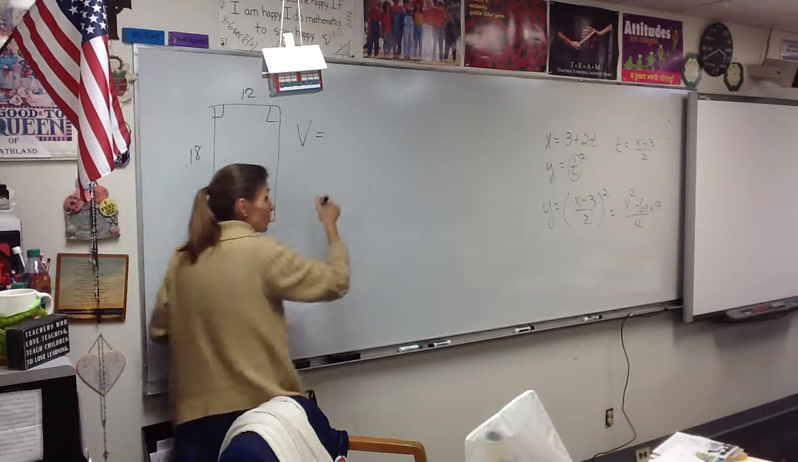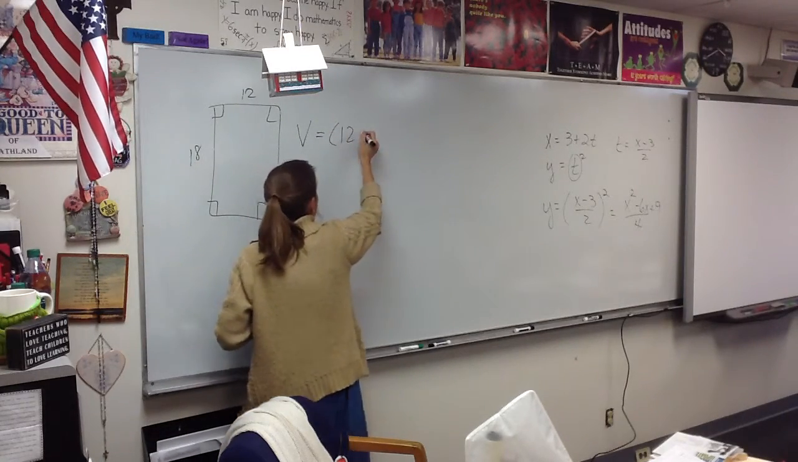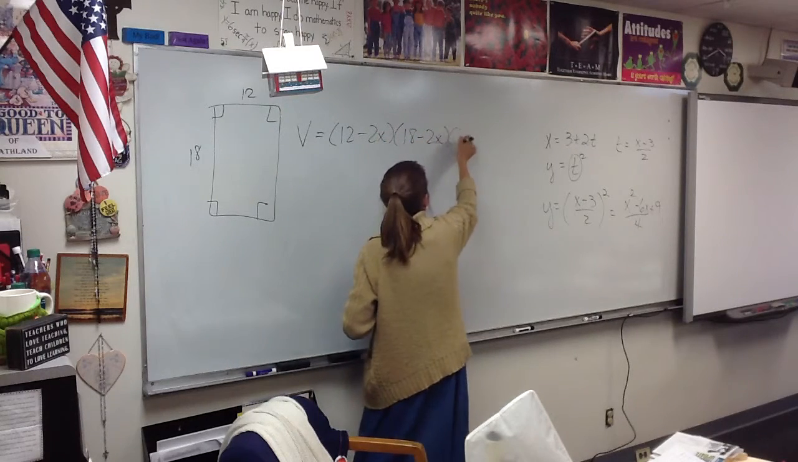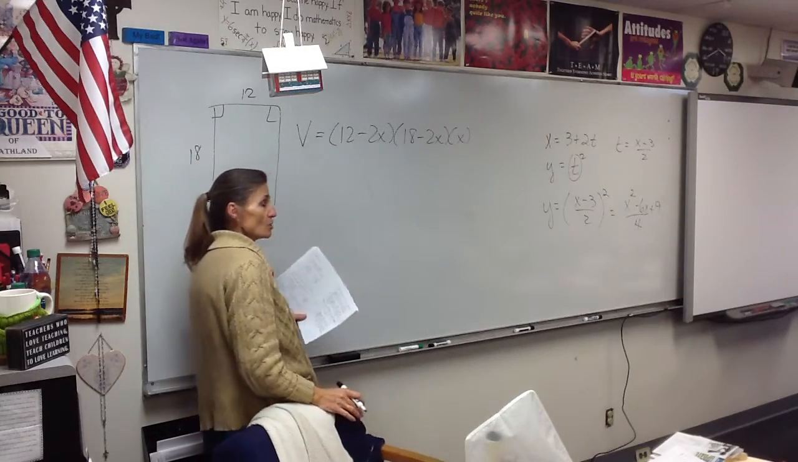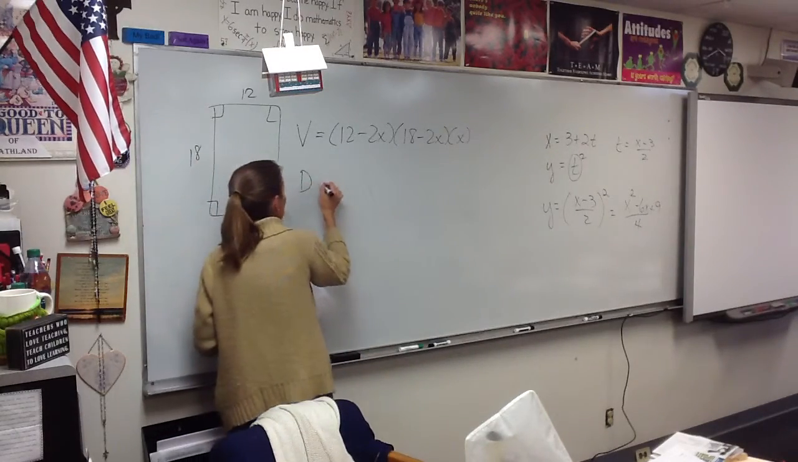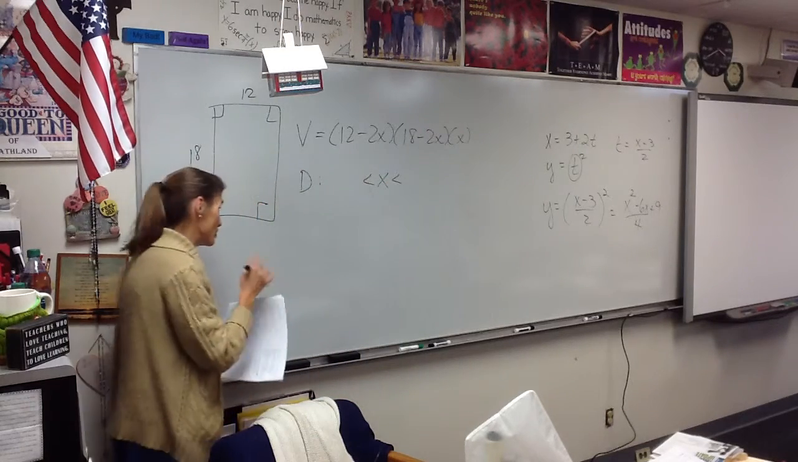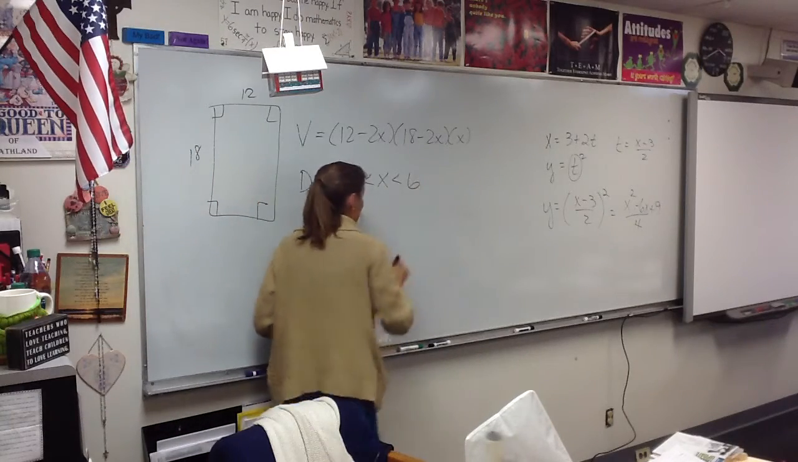What's the formula or the equation for my volume? 12 minus 2x, 18 minus 2x, and that's the equation for the volume. What's the domain of this equation? In other words, what are you going to put in for x min and x max when you go to graph this? 0 to 6.